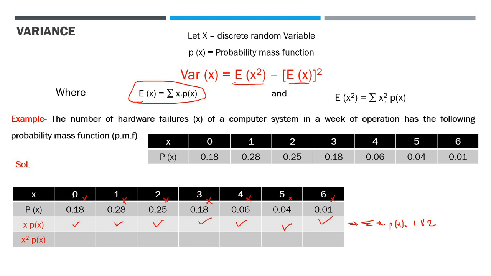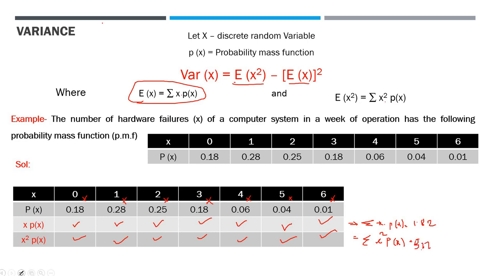Similarly, now we have to take the square of x. So 0 square multiplied by 0.18, 1 square multiplied by 0.28, 2 square multiplied by 0.25, 3 square multiplied by 0.18, 4 square multiplied by 0.06, 5 square multiplied by 0.04, 6 square multiplied by 0.01. Then we have to find the summation of x square p(x). That value comes out to be 5.22.